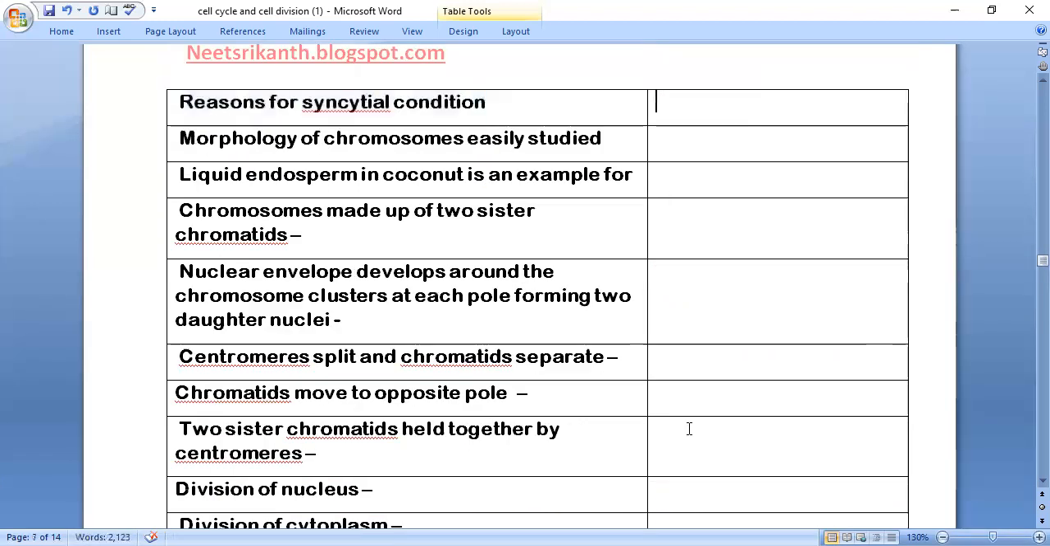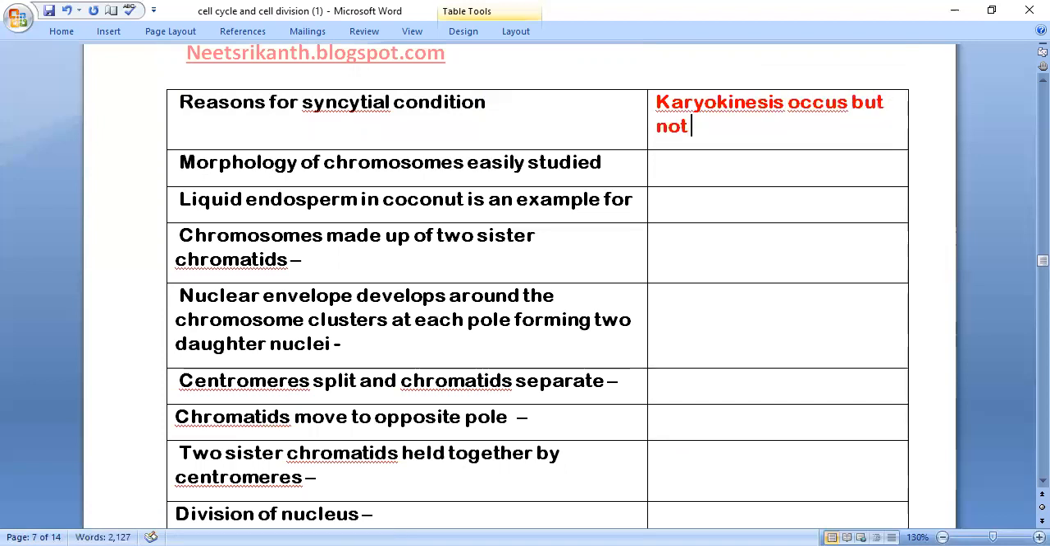The reason for the syncytial condition is that karyokinesis occurs but not cytokinesis. The morphology of chromosomes is easily studied at metaphase. Liquid endosperm in coconut is an example of syncytium. Chromosomes are made up of two sister chromatids.